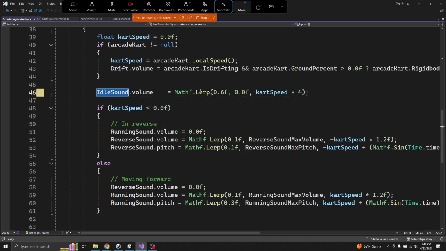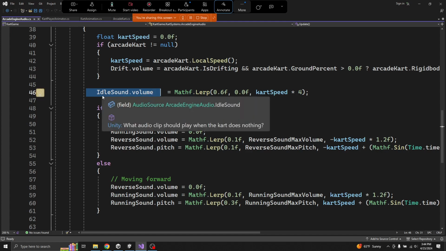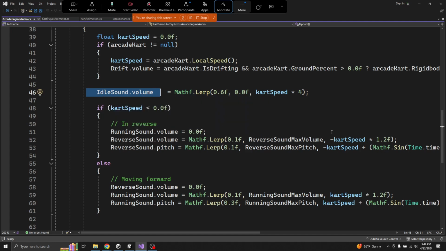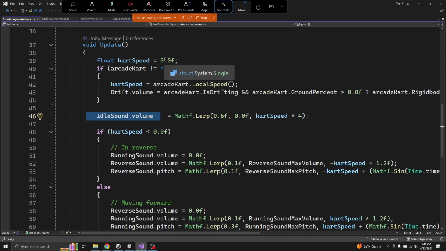The idle sound drops super fast. If you're idling, it's going to be playing at 60%. Any type of speed coming in is going to quickly drop it down to 0. And that's just the volume of our audio source. So then if cart speed is less than 0, okay, I'm sorry, cart speed would be -1 to 1.